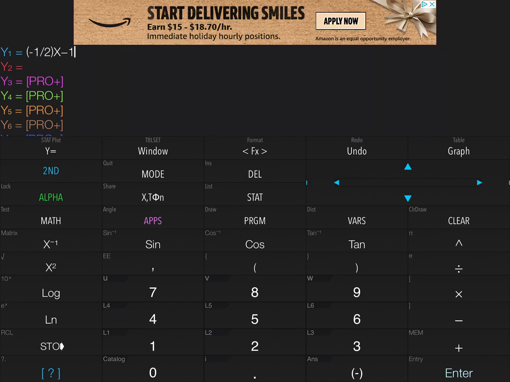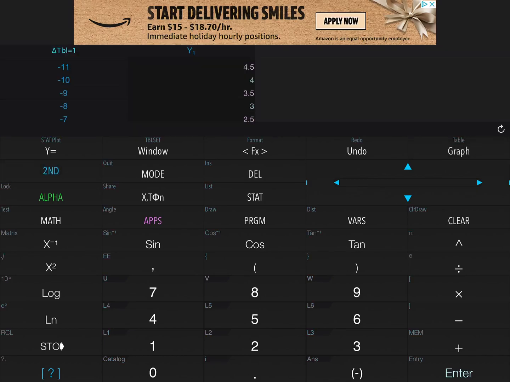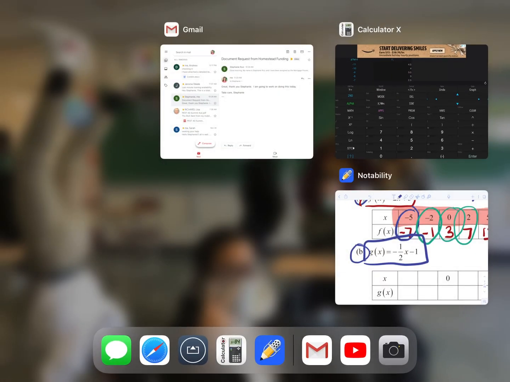-1. Okay, so I'm going to graph it. And you can see this is a negative slope. If I'm sort of reading it down from left to right, like I would a sentence, we're going to see it's going down. So I'm going to hit second graph. Okay, and then let's go to our table.